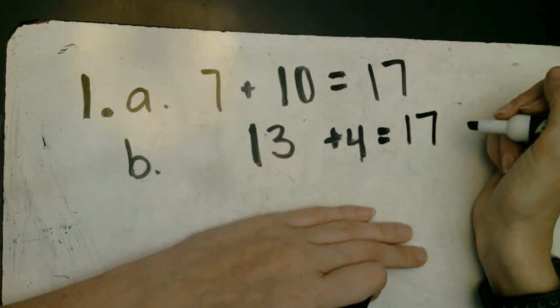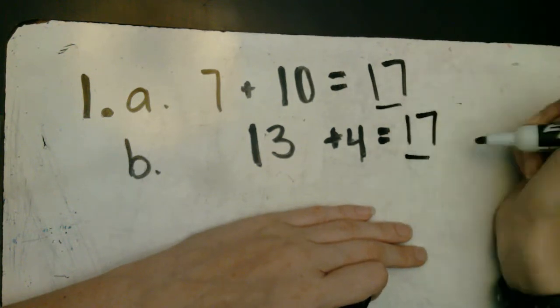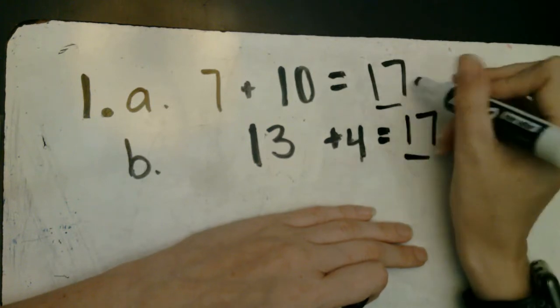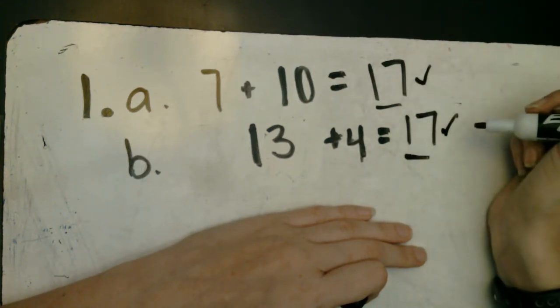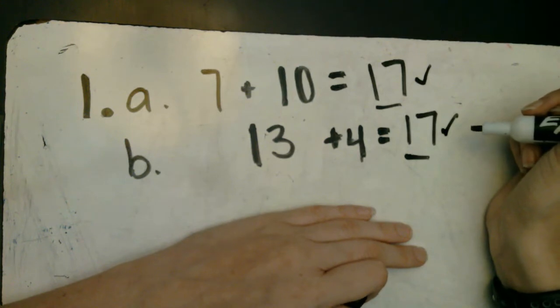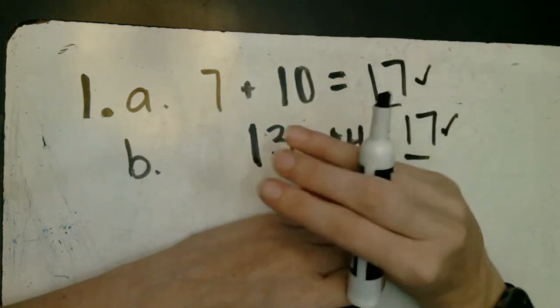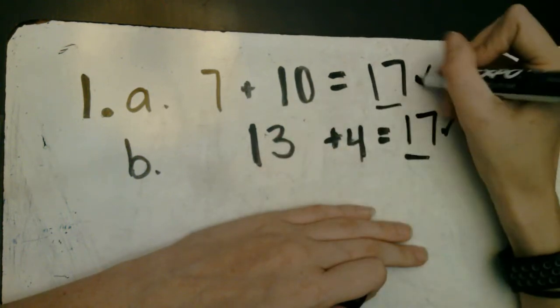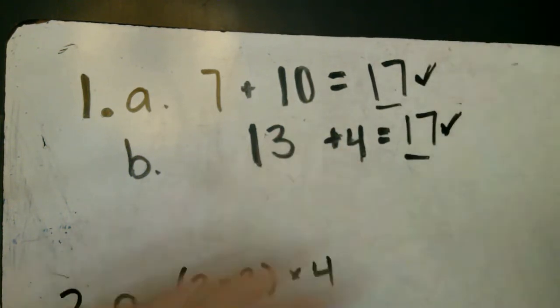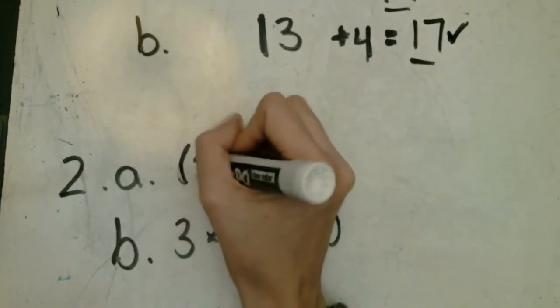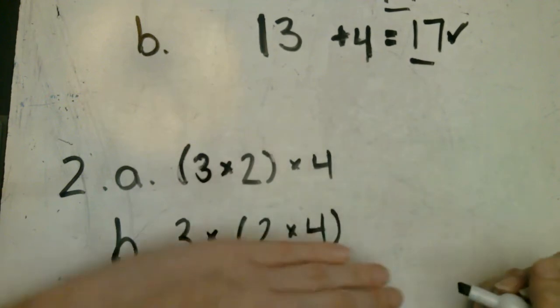It's 17. Give me a thumbs up if these two answers match each other. We should see all thumbs up across the room because both of these were 17. The addition problems, no matter where we put the parentheses, if it's straight addition across, it still gives us the same answer. Let's see what happens with a multiplication problem and parentheses in those.